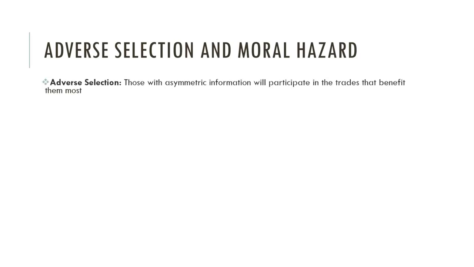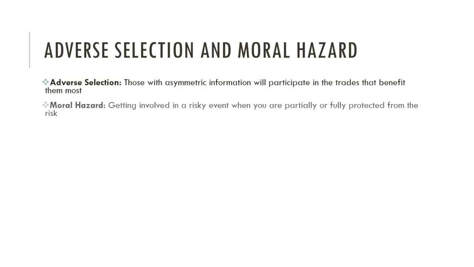And this leads into the ideas of adverse selection and moral hazard, where choices people are making are potentially going to be harming someone else. So, adverse selection says that people with asymmetric information will participate in trades that benefit them the most. And moral hazard says that getting involved in a risky event when you are partially or fully protected from the risk. So, okay, we're going to look at both of these in more detail.